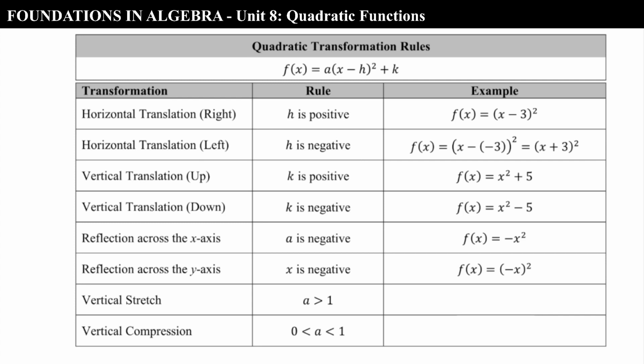The value for the A tells us if we're stretched or compressed. So if A is greater than 1, then we're going to be stretched. So if you have, say, a number like 2 or 3, or say 3/2, because that's a fraction, but it's still greater than 1, then you're going to be stretched. If A is somewhere between 0 and 1, say a half, a third, a fourth, 3/4, anything that's less than 1, then it is compressed. So there's an example of what that looks like.